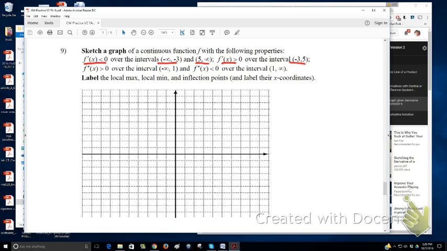And then we also have some information about the concavity. It's concave up from negative infinity to 1, and it's concave down from 1 to infinity.